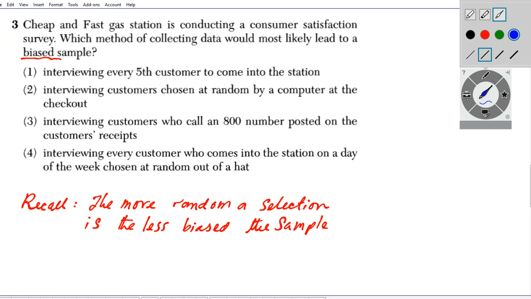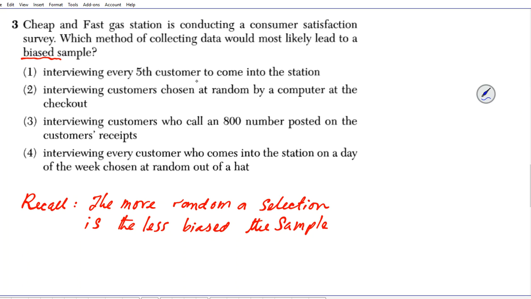The first one is interviewing every fifth customer to come into the store. They just selected every fifth customer. Is there a particular pattern there? The answer is no. It doesn't matter where they're coming from, just every fifth, so this is random, because you don't know who is going to come into the store when you count every 5. Option 2 says interviewing customers chosen at random by a computer at the checkout. You see the word random there, so this is clearly a random selection process also.